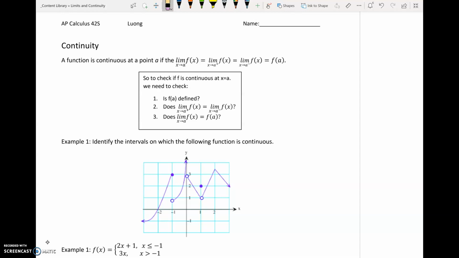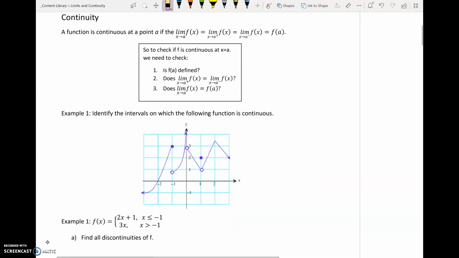So if we want to check continuity at a certain point, we need to check if f of a is defined, and if it is defined, then what is that numerical value? The second thing we need to do is find the right-hand limit and the left-hand limit and see if they're equal to each other. And this will give us the overall limit, and we want to see if this is equal to f of a. If these three things are satisfied, then we know this function is continuous at that point, x equals a.